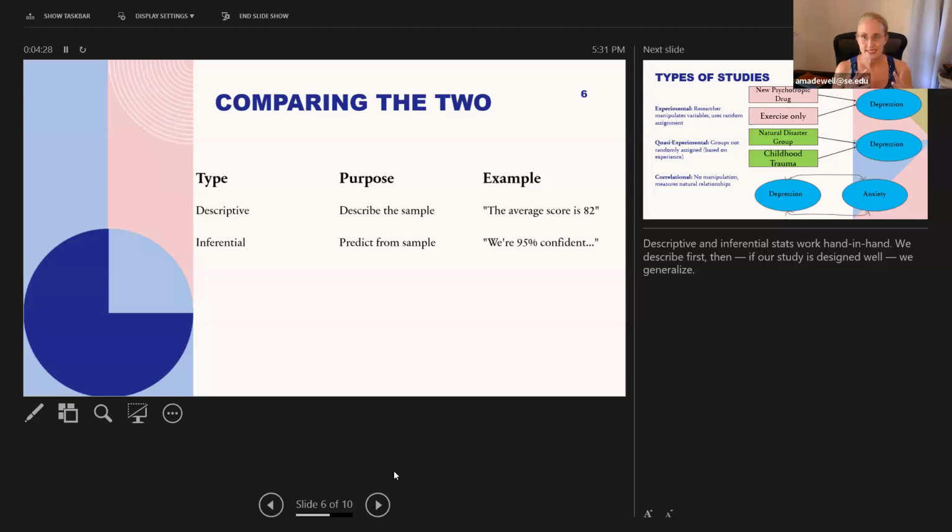Both of these types of statistics work hand in hand, and you're going to be utilizing both of them for data analysis quiz 2 and 3. Okay, if your study is designed well, we could take our sample and generalize our findings onto the greater population.